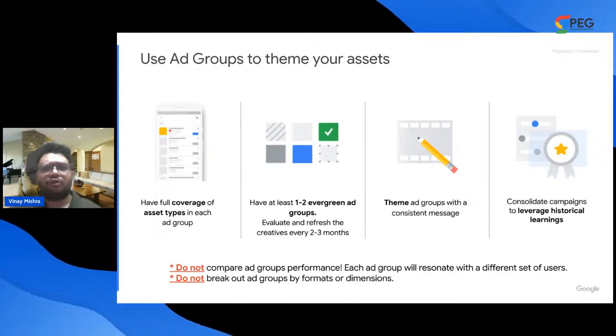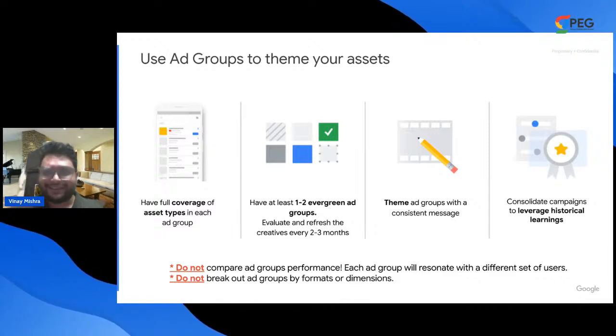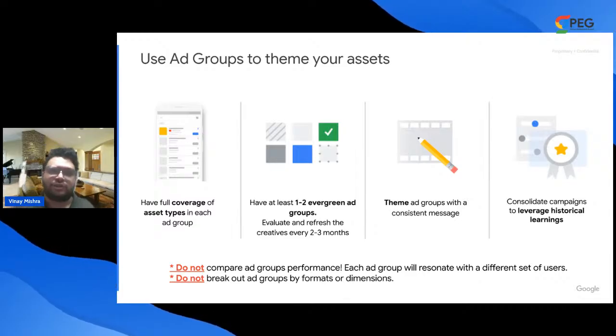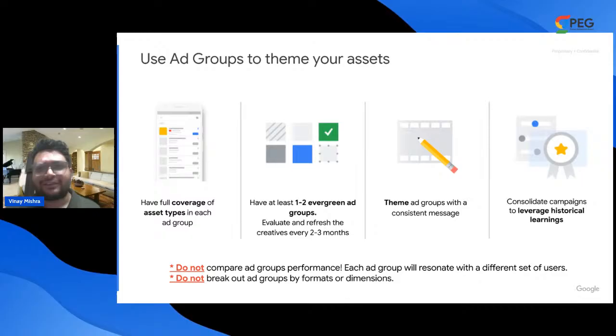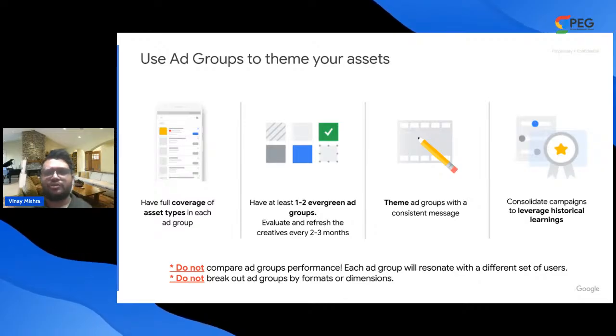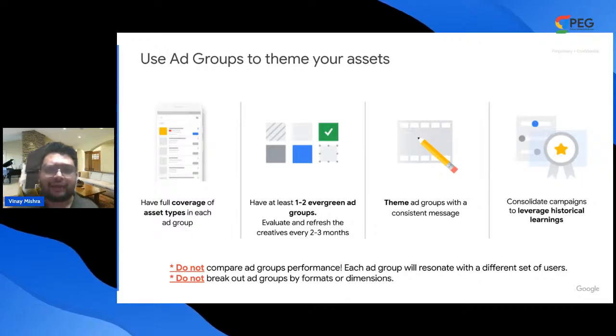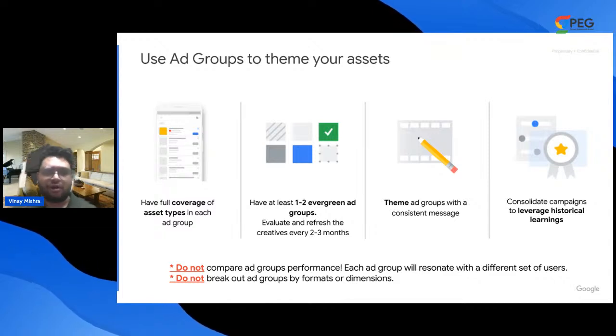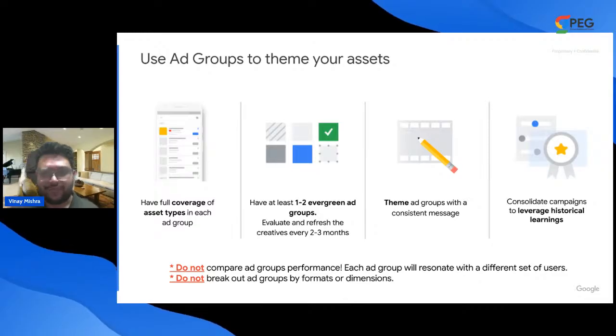And theme your ad groups with a consistent message, right? Based on the message that you want to showcase to the user, make sure that you're theming your ad group there. And at times you can consolidate the campaigns to leverage the historical learnings. So if you have multiple campaigns which have got conversions, you can also consolidate them here, so that the campaign is using the historical data for the machine learning, and AI is able to optimize your campaigns there.